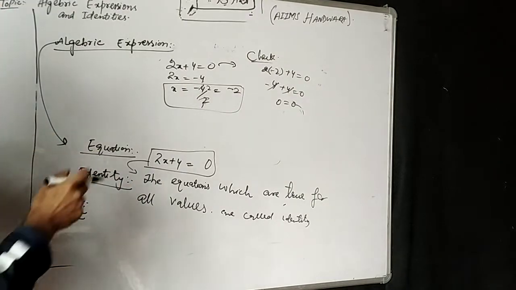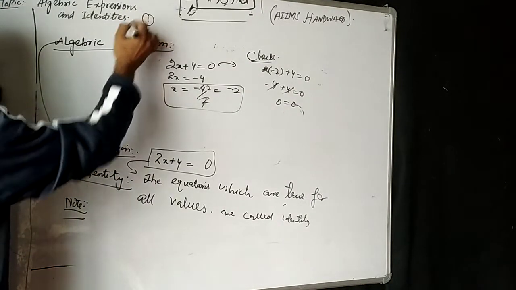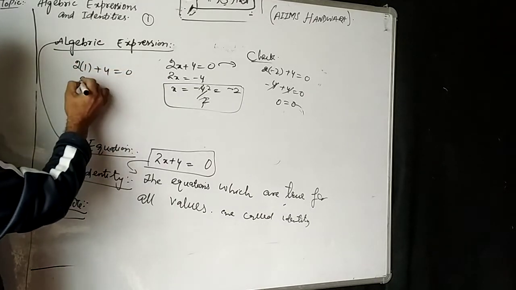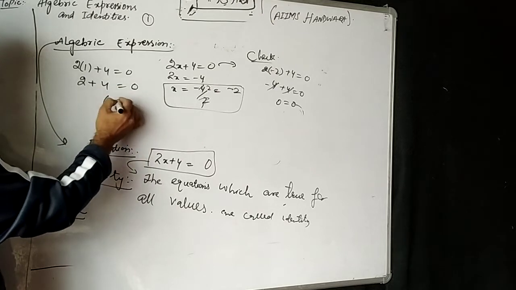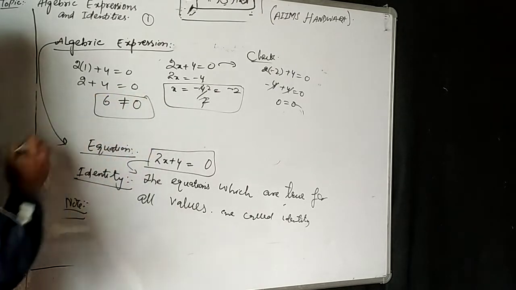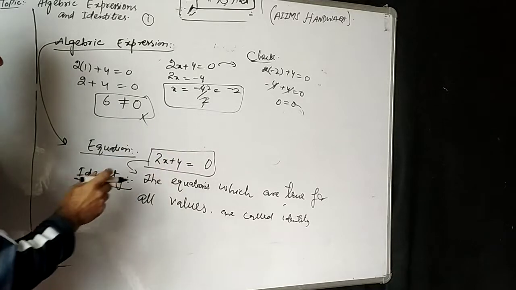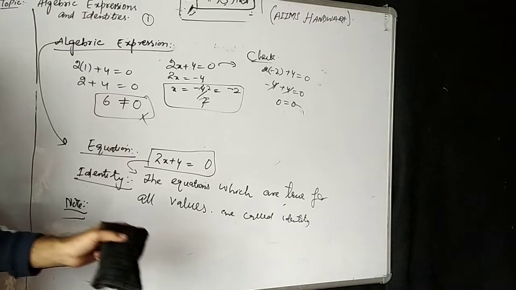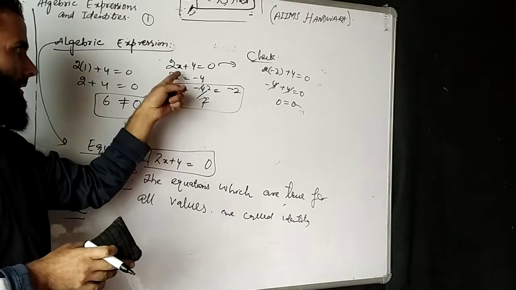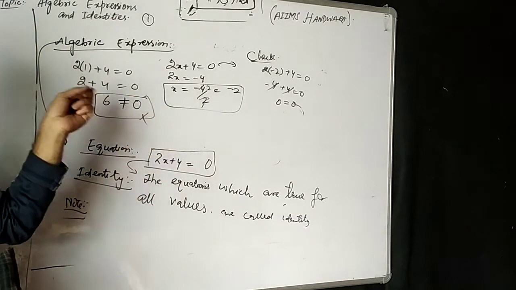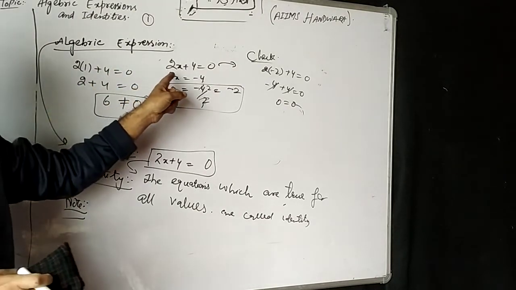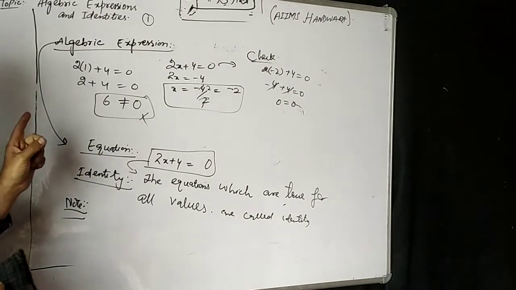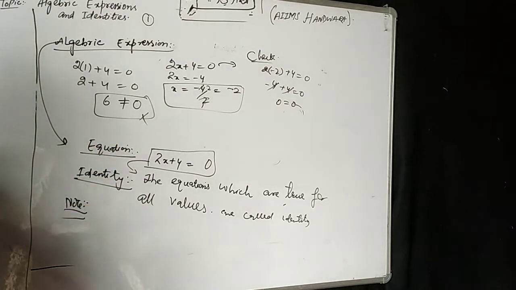If we give some other value of x here, suppose 1, so 2 into 1 plus 4 is equal to 0. 2 1s are 2 plus 4 is equal to 0. 6 is not equal to 0. This statement is not true. So this equation is not an identity, because this equation is not true for all values of x or all values of this variable. So identity is that equation which is true for all values of x. That is identity.